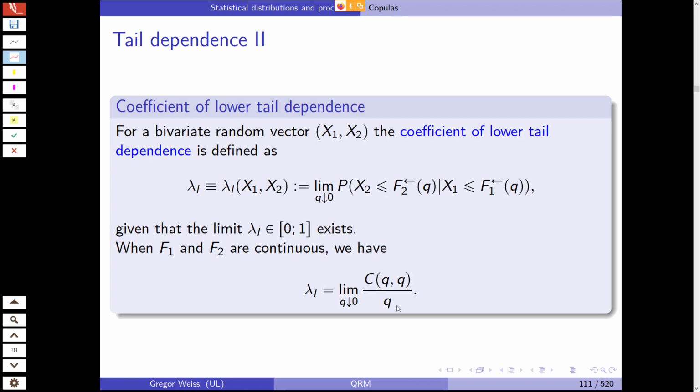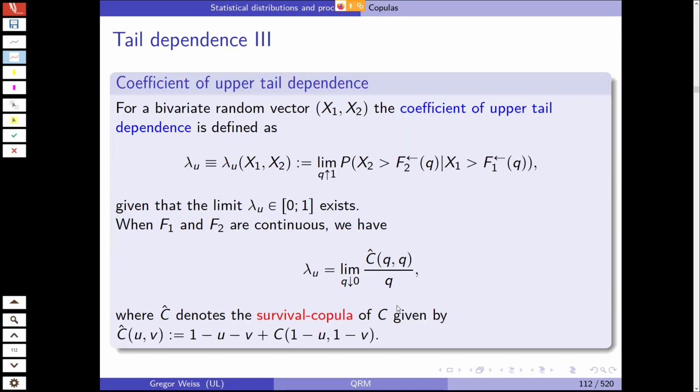If it's 0, it's tail independent, so the tails are not depending on each other. And if it's 1, we have a very strong dependence, meaning that a crash in x1 forces a crash in x2. Same on the right-hand tail. So we also have a coefficient of upper tail dependence, which is defined very similarly. And now we need to look at the survival copula C hat, which is simply given by 1 minus u minus v plus the copula of 1 minus u and 1 minus v.